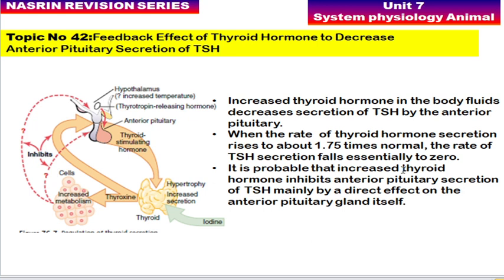So when the thyroid hormone level increases, it ultimately signals the anterior pituitary to start decreasing TSH. It is probable that increased thyroid hormone inhibits anterior pituitary secretion of thyroid stimulating hormone by acting directly on the anterior pituitary gland itself.